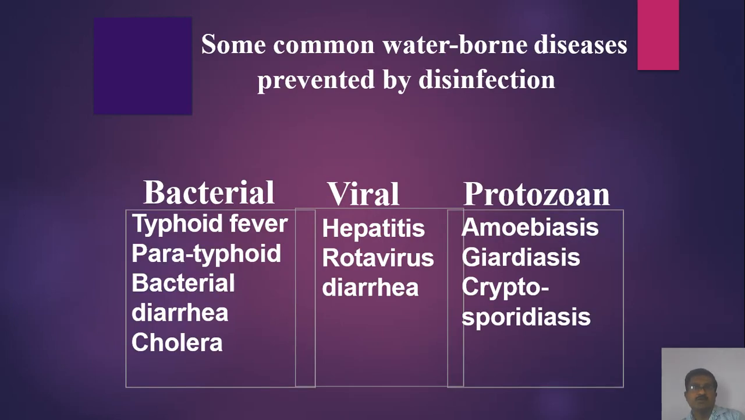Now, some common waterborne diseases prevented by disinfection. If you see the diseases which are caused, they are mostly because of three categories: bacterial, viral, and protozoa. In the bacterial diseases, typhoid fever, paratyphoid, bacterial diarrhea, cholera, and in viral, hepatitis, rotavirus, diarrhea. In the protozoa, amoeba, then giardiasis, then cryptosporidiosis. So likewise, various diseases are there which are because of these various categories.